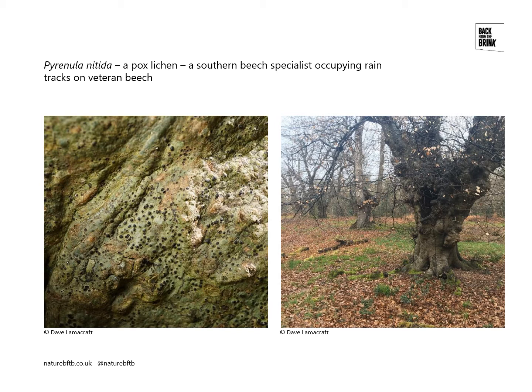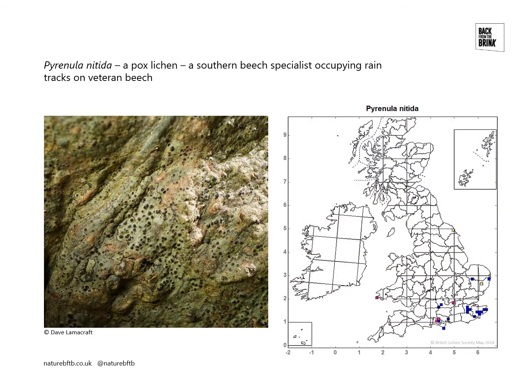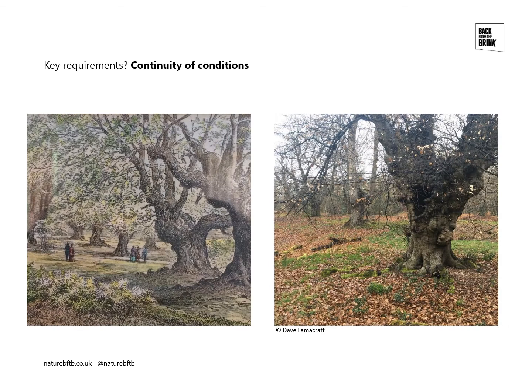And this is one of the pox lichens, Pertusaria nitida, which is a southern beech specialist, which likes rain tracks on veteran beech trees. So it kind of needs that flushing down the trunks. This is classic habitat for it at Burnham Beeches. Slightly less of a sub-oceanic thing, but more of a southern beech thing. You see it basically occupies, apart from that Pembrokeshire dot, the native beech forest range in the UK. So what do these lichens require?